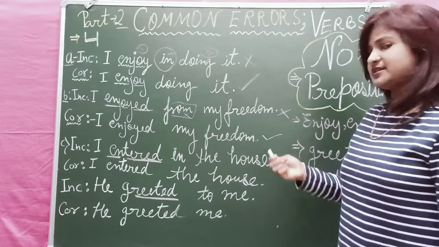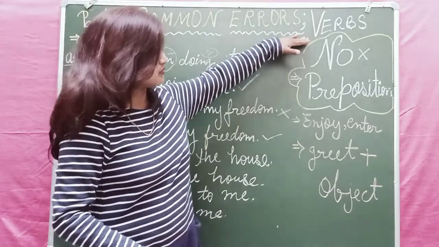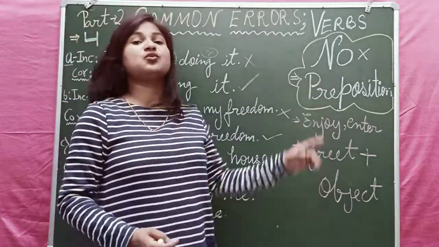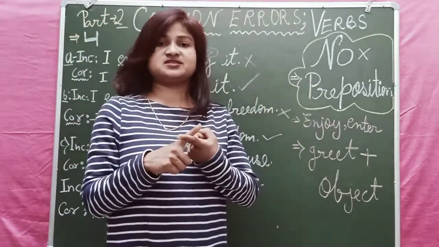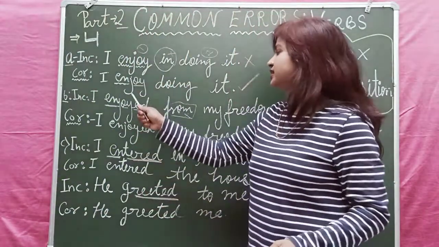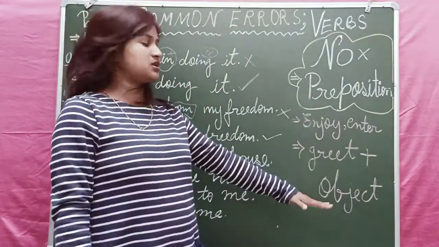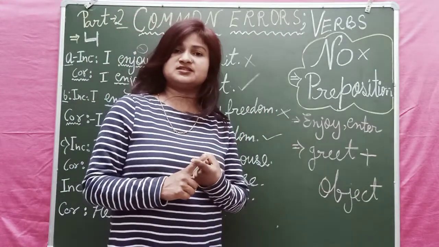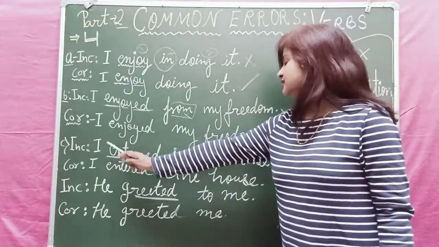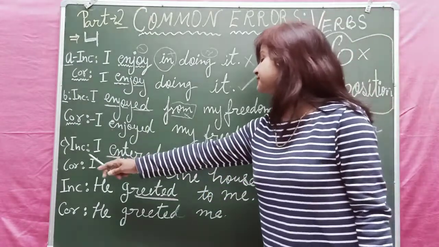Let's quickly revise. Talking about the verbs enjoy, enter, greet: after them we don't need to put a preposition, not to use a preposition. After the verbs enjoy, enter, greet, we can use an object, not a preposition. Let's see: I enjoy my freedom, right? Let's see the next one. Moving on.